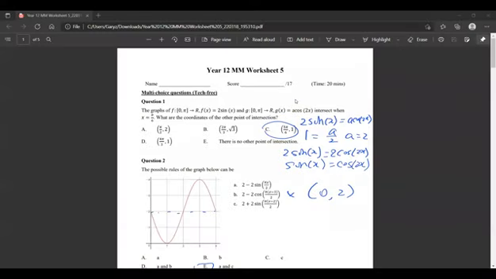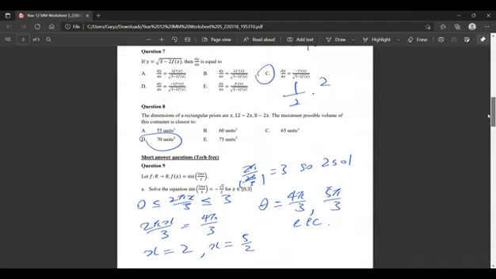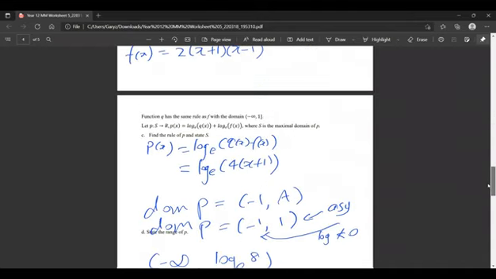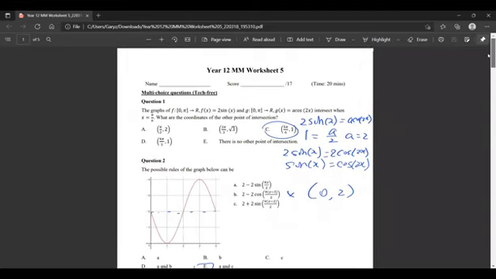Hello everyone, today I'll be going through the Maths Methods 3 worksheet 5, and as usual, the answers are on the screen right now, so go over them if you want. Okay, cool. Let's start going through them.